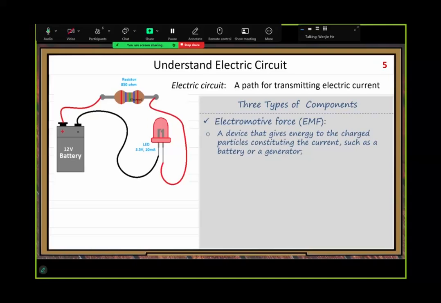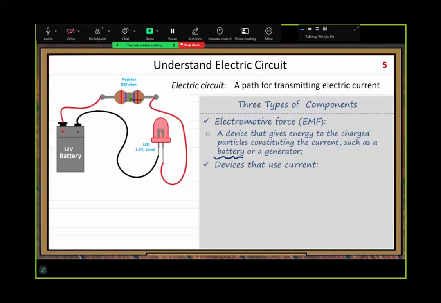There are two types of EMF. The first type is the battery type. Here you can see in our diagram, a 12V battery. So that's the first type. Second type, generator. Another type. So not the battery, but it can generate electric energy.